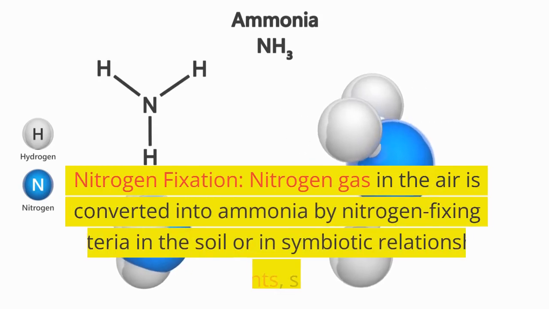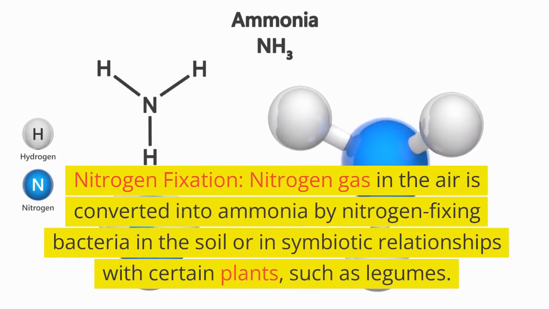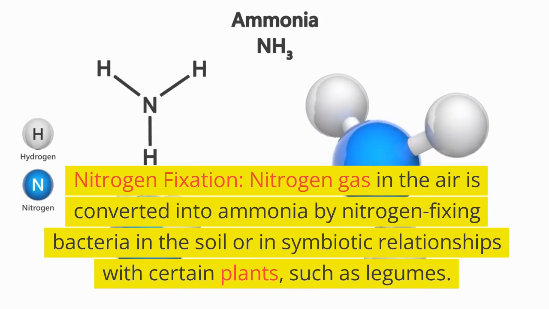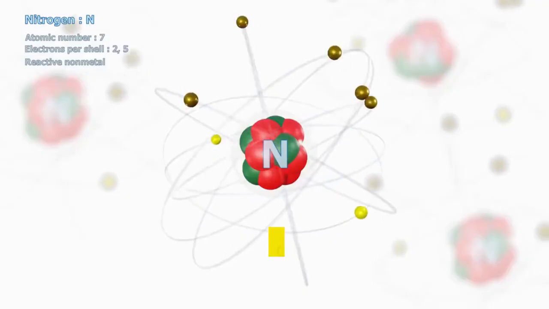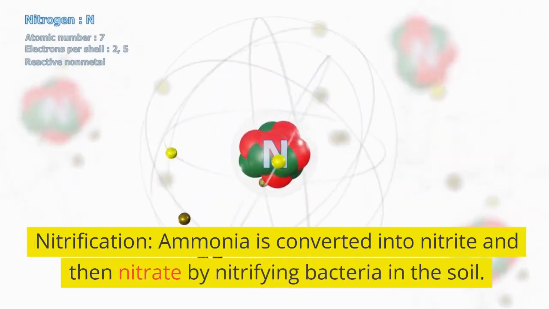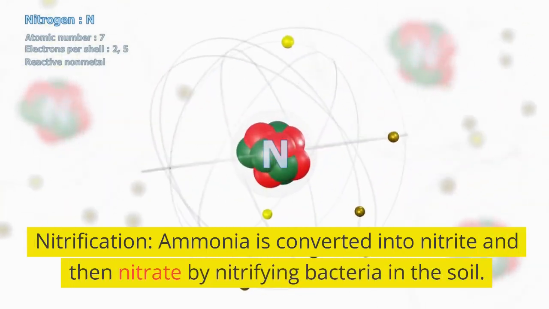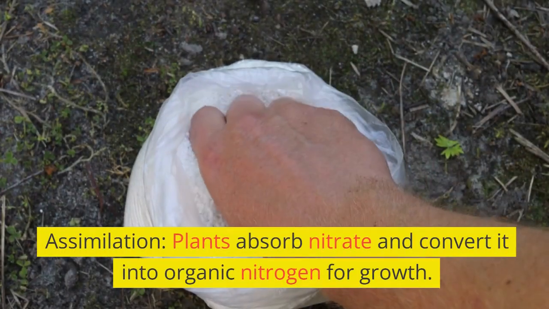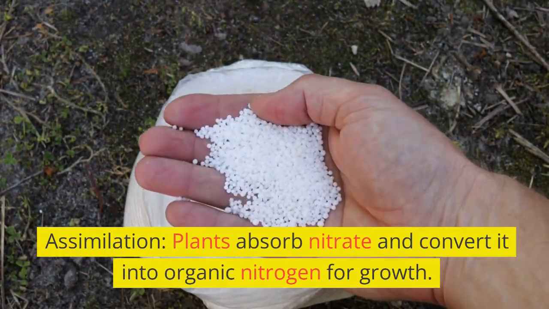Nitrogen fixation. Nitrogen gas in the air is converted into ammonia by nitrogen-fixing bacteria in the soil or in symbiotic relationships with certain plants, such as legumes. Nitrification. Ammonia is converted into nitrite and then nitrate by nitrifying bacteria in the soil. Assimilation. Plants absorb nitrate and convert it into organic nitrogen for growth.